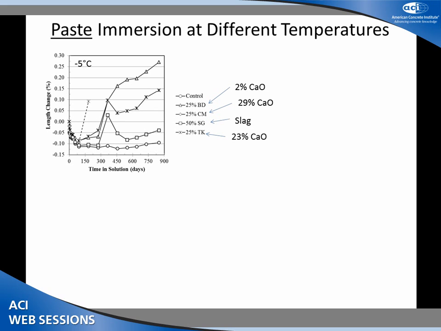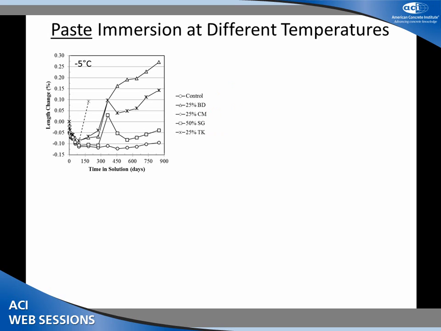So this is paste, so there are no aggregates in there. So if anything does expand, there is no ASR occurring in these specimens. Just highlight here for the next couple of graphs that are coming up, we have a very low calcium oxide fly ash. So we have a class F and 2 class C fly ashes and a slag.